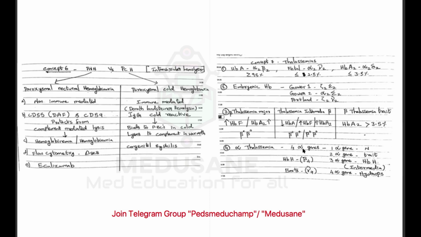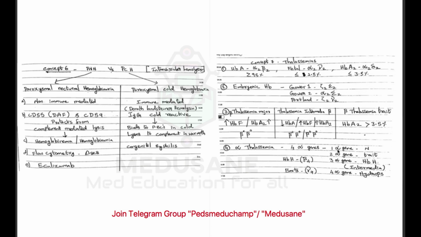For alpha thalassemia, you need to consider 4 alpha chains. In beta thalassemia, it is 2 beta chains. If 1 beta chain is affected, then it is trait. If 2 beta chains, then it is major. If it is mutated, then it is intermedia. But in alpha thalassemia, it is 4 alpha genes.